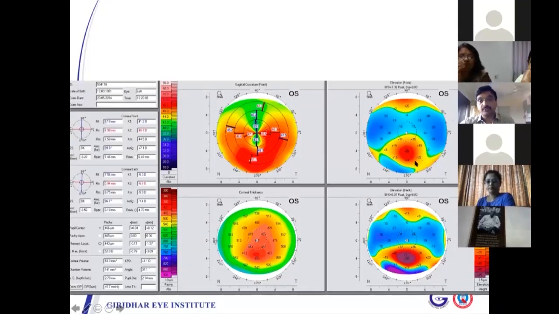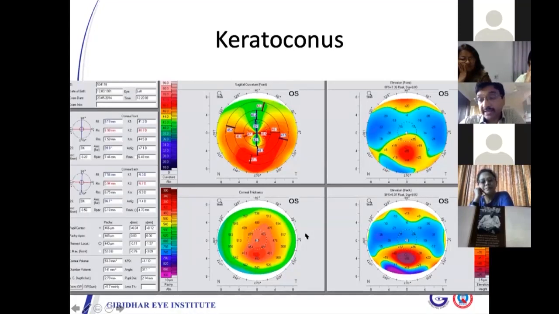Now, one other point here is that if you see the thinnest point, that is denoted by this small circle, the thinnest point, the maximum elevation, anterior and posterior, all coincide into one point, and that is very classic of ectasia, and this actually is a keratoconus and not PMD. So that is the importance of corneal thickness map.